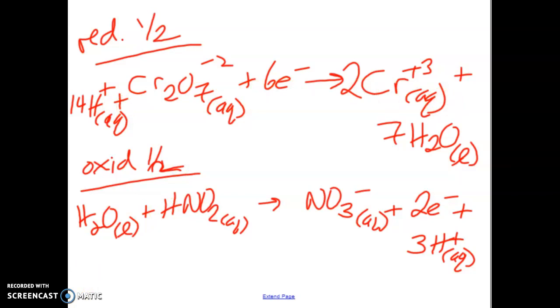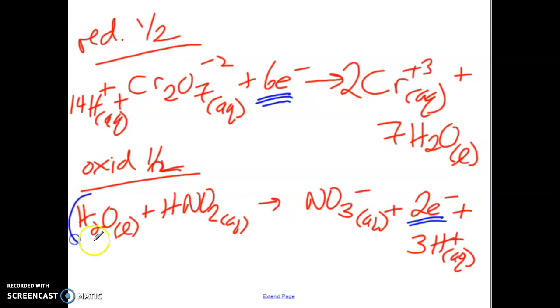So we want to eventually add these 2 together to get an overall redox reaction that's balanced. Now, this is where you're going to stop and look to see how the electrons compare. In this case, our reduction half reaction is showing 6 electrons being gained, but our oxidation half reaction is showing only 2 being lost. So before we add these 2 half reactions together, we have to make sure the same number of electrons is lost and gained.